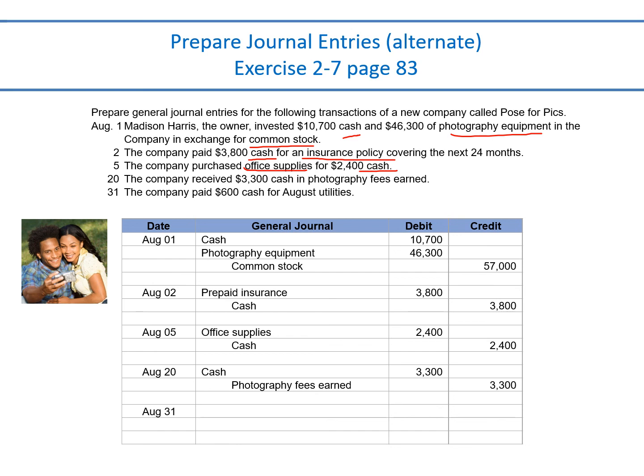Then on August 31st, the company paid $600 cash for August utilities. So our two accounts affected are cash and utilities, right? And so utilities expense is going up, right? So in order to increase an expense account, we debit. And then cash is going down because we've sent the money out the door, right? So to decrease our asset account cash, we're going to credit.